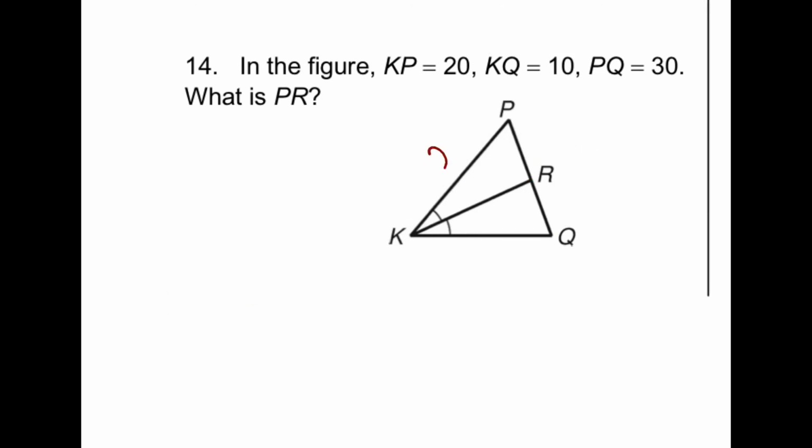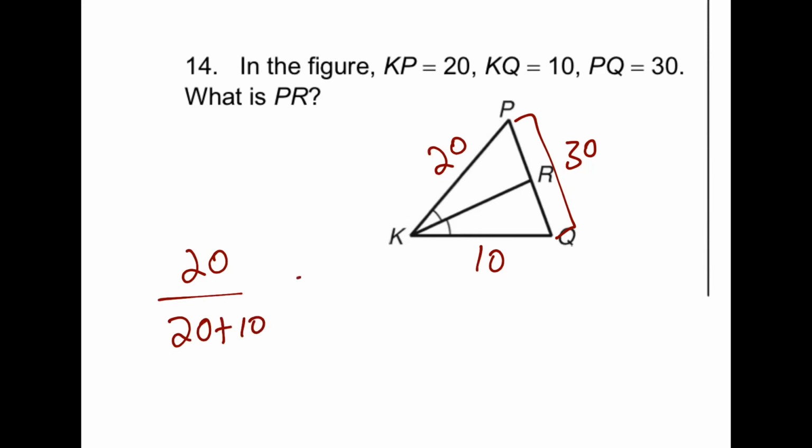Another potential method: if this is 20 and this is 10 and this whole thing is 30, I could say, what's the ratio of 20 to the total of 20 plus 10? And compare that to the ratio of PR to the total of PR plus RQ, which we already know is 30. If you're paying attention, this ends up being 20 over 30 is equal to what over 30? And PR is just going to be 20, because that's the only number that would fit there. Both of those methods work.